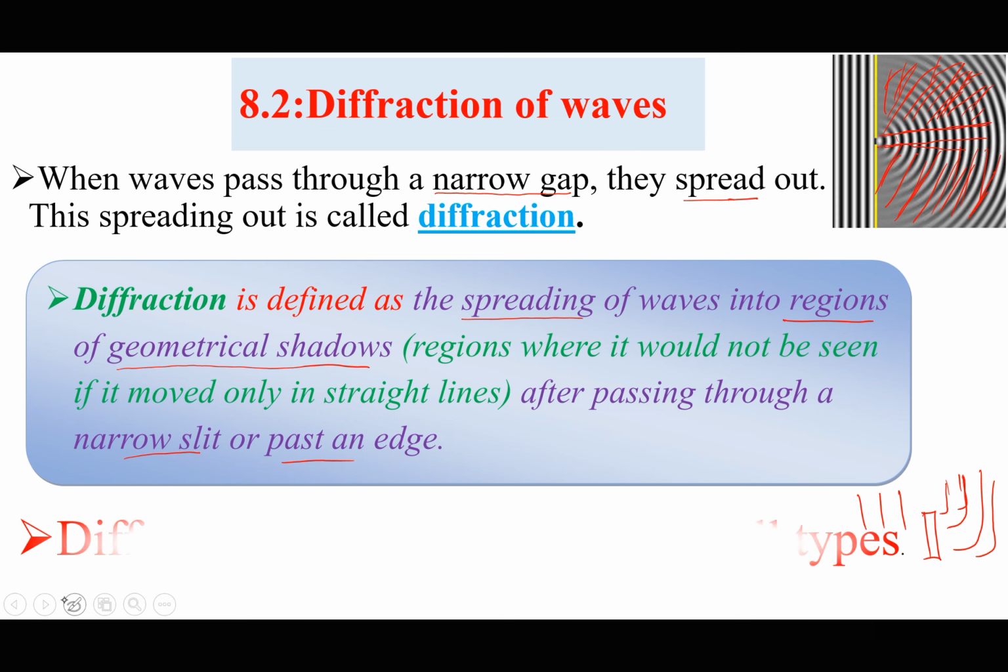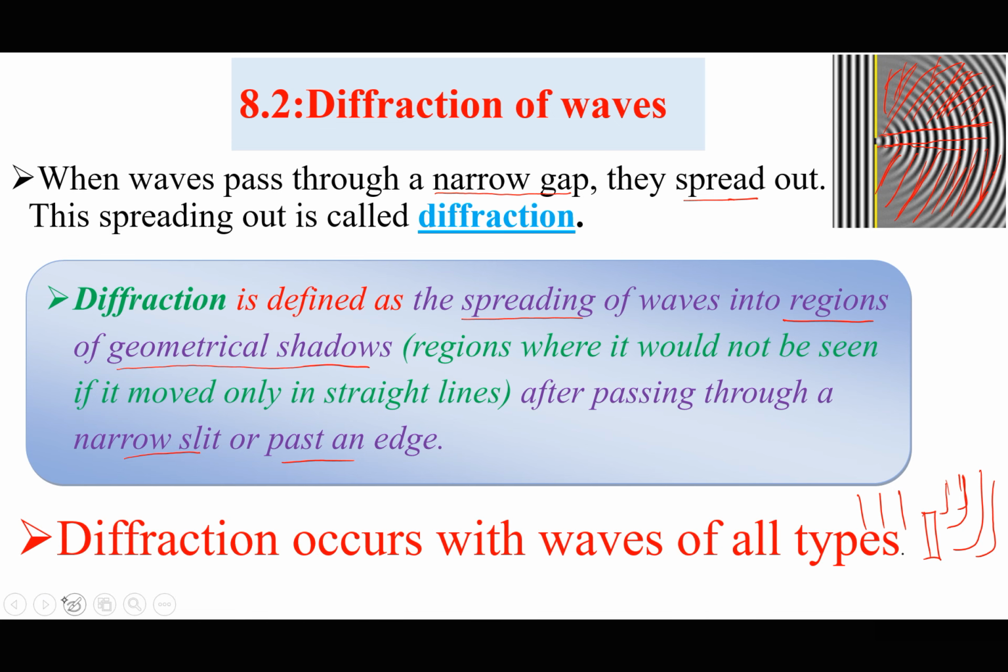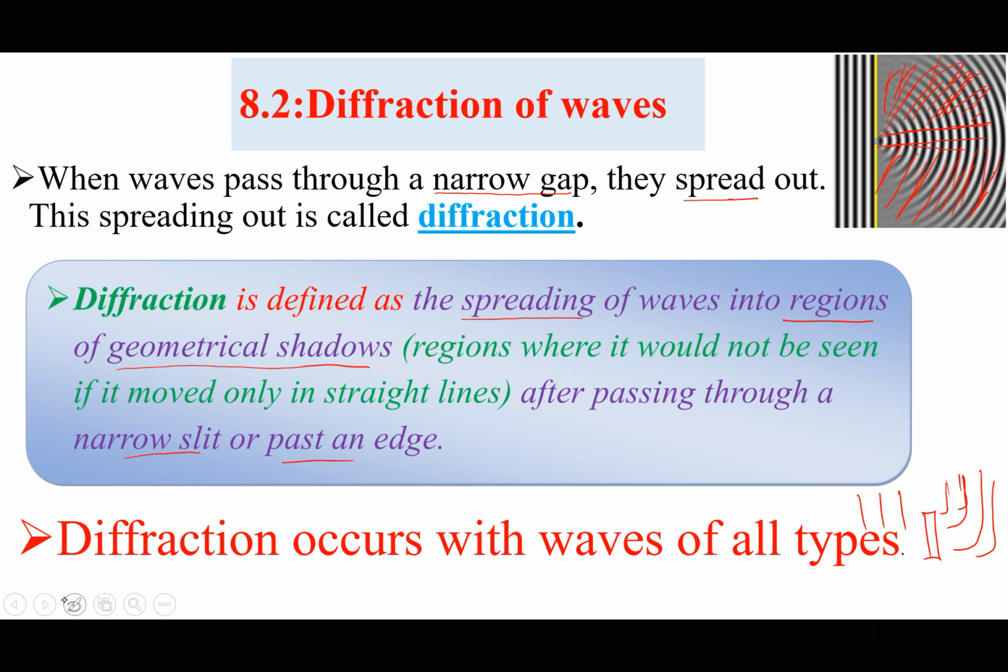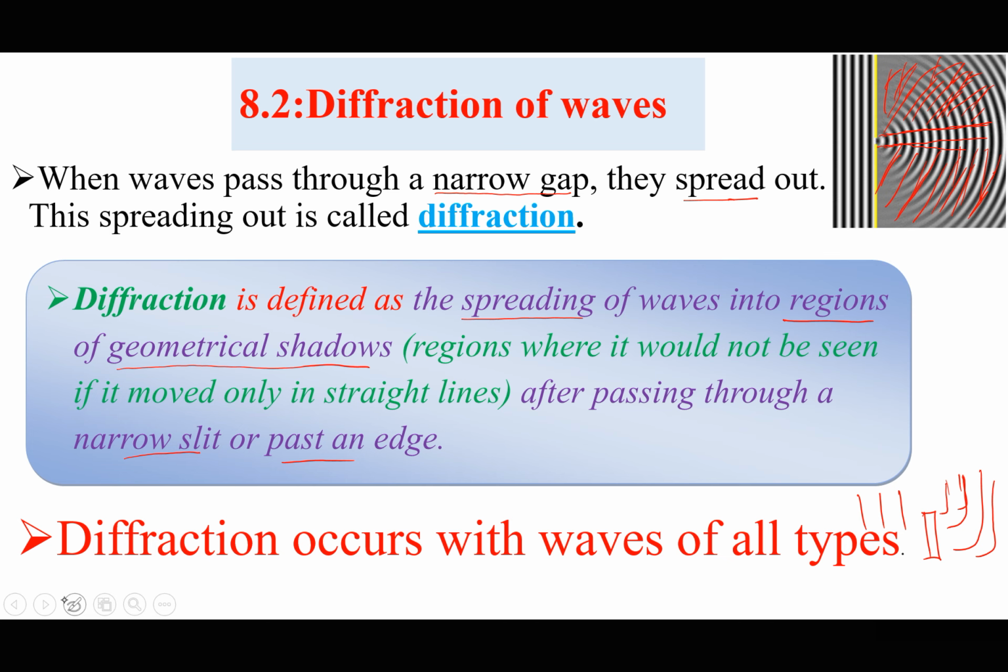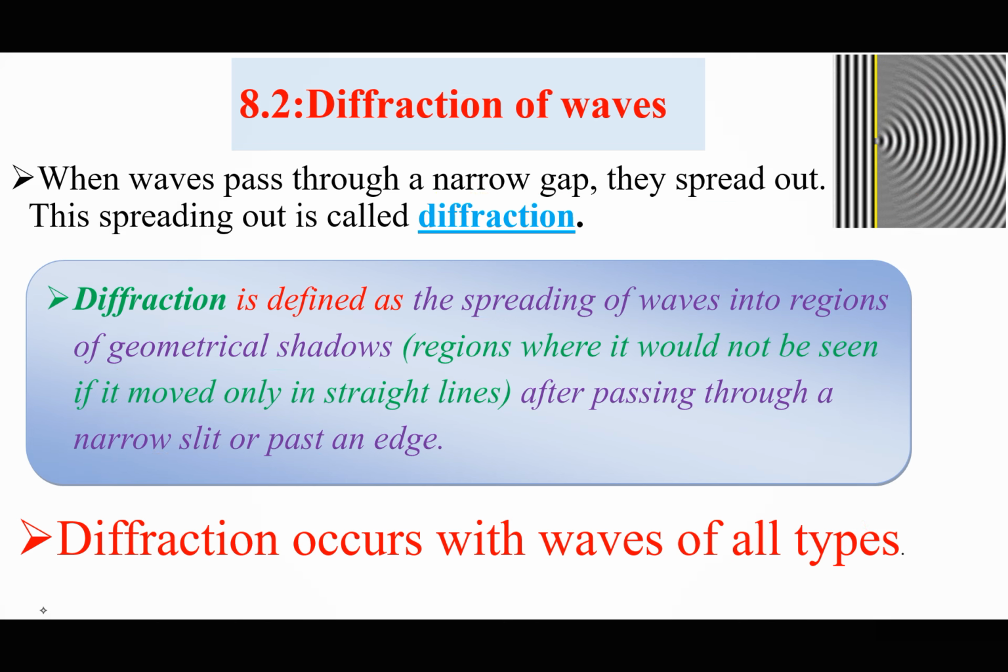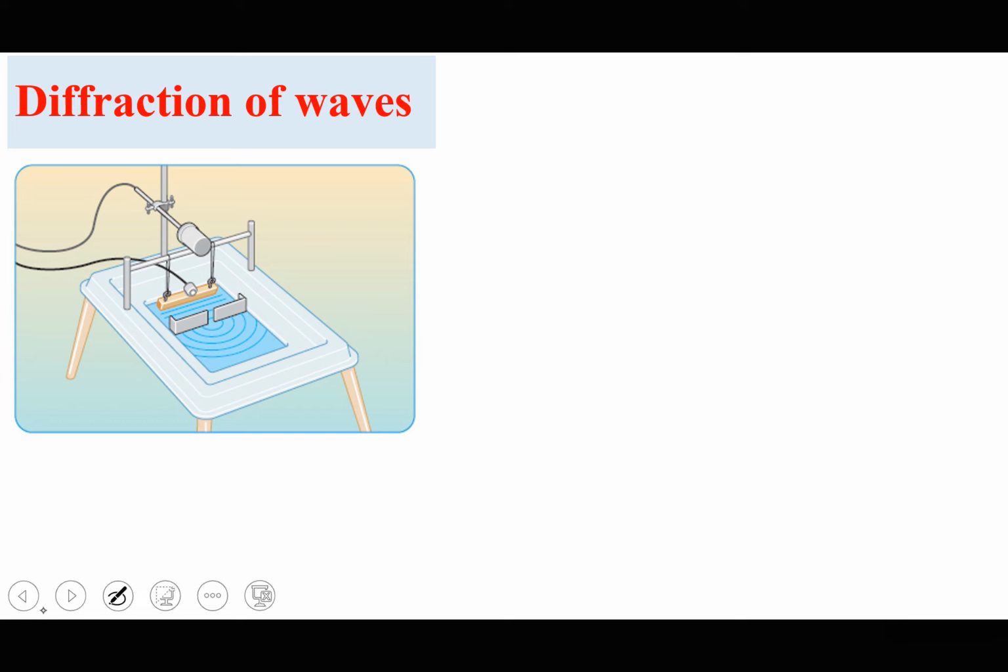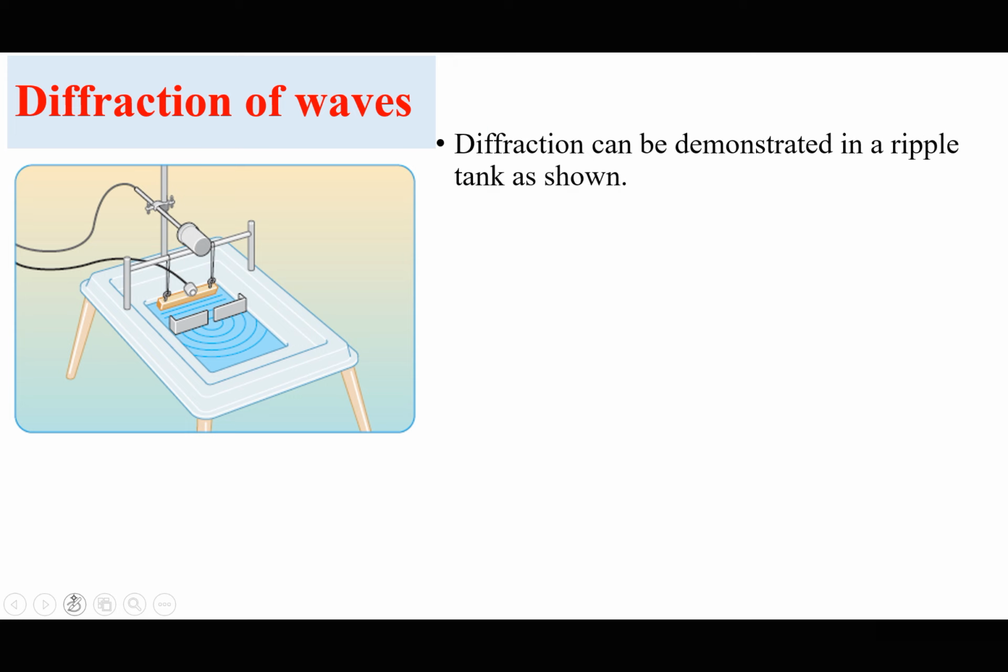Your teacher in IGCSE must have emphasized that diffraction occurs with all waves, irrespective of their frequency, wavelength or speed. Diffraction occurs with all waves. In IGCSE, you also demonstrated diffraction using what we call a ripple tank, where you created a narrow slit or a narrow gap, and you produced parallel waves in a ripple tank, and these waves were seen to spread into regions of geometrical shadow. So diffraction can be demonstrated using a ripple tank, as you saw in IGCSE. In your school, you should have a ripple tank.